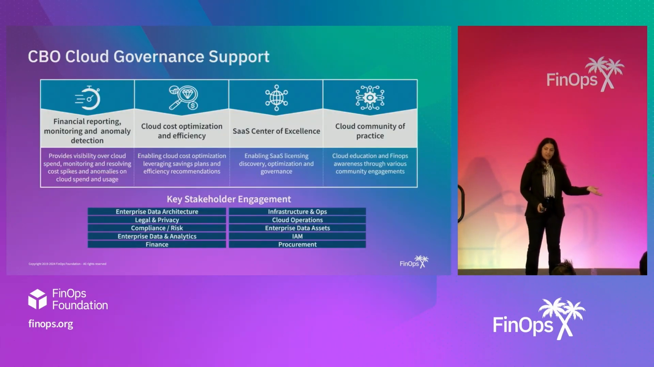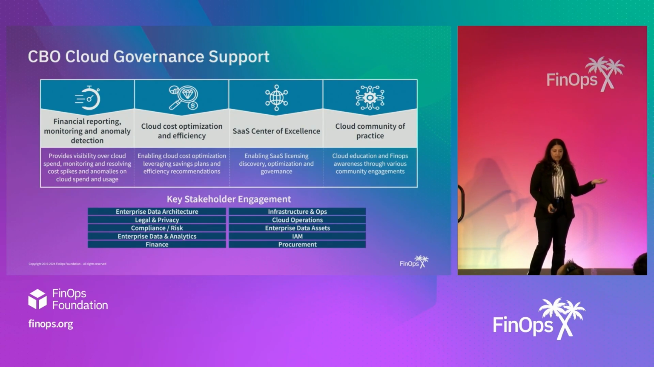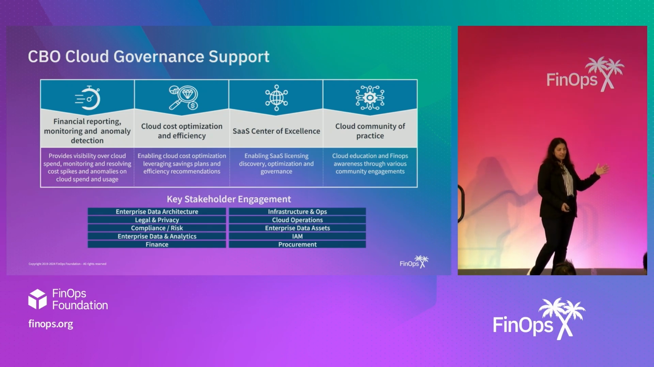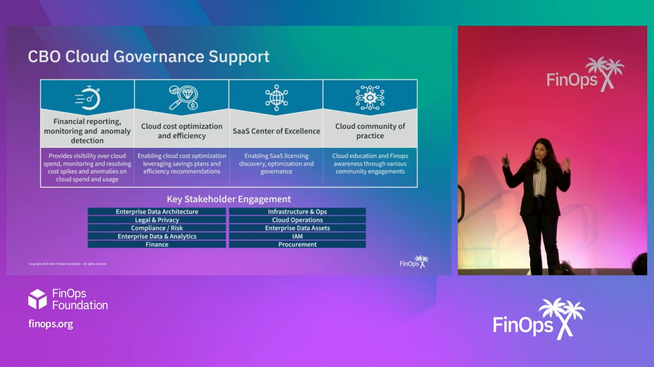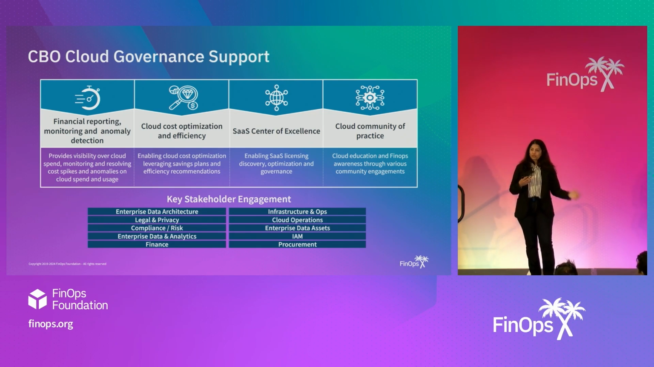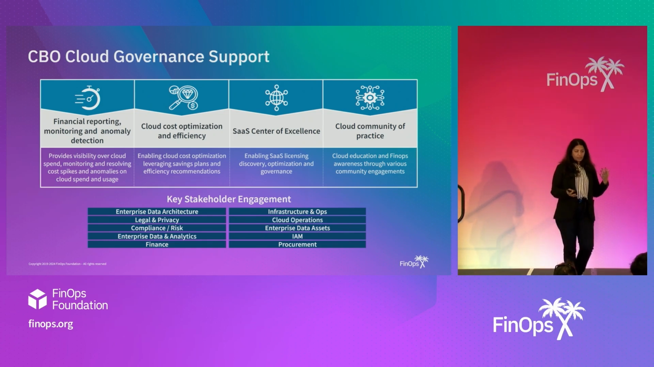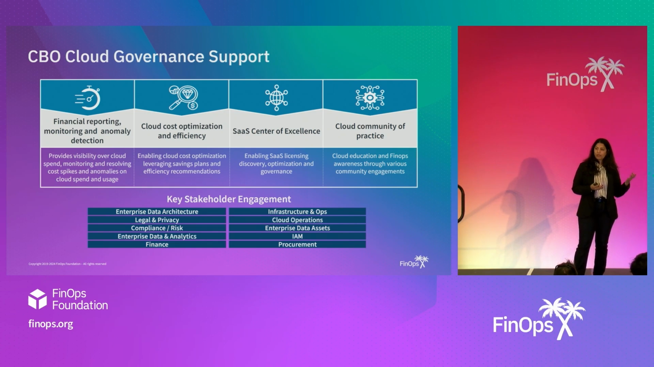So I run the Cloud Business Office at Global Payments, and I've been there for the past 2 years. I was new to FinOps from an official perspective, but I realized in the past experiences that I've had, I've done a lot of FinOps work. And in my role, I've tried to break down what we do into 4 different categories, one being financial reporting, monitoring, anomaly detection, where we work with stakeholders. We give them a view of what their cloud spend is. We provide them inputs on any spikes that happen. We provide them any other data that they are looking for, any customized data sets.